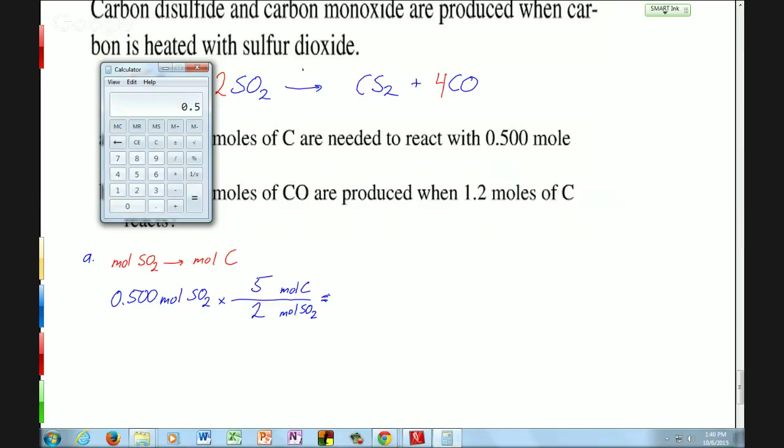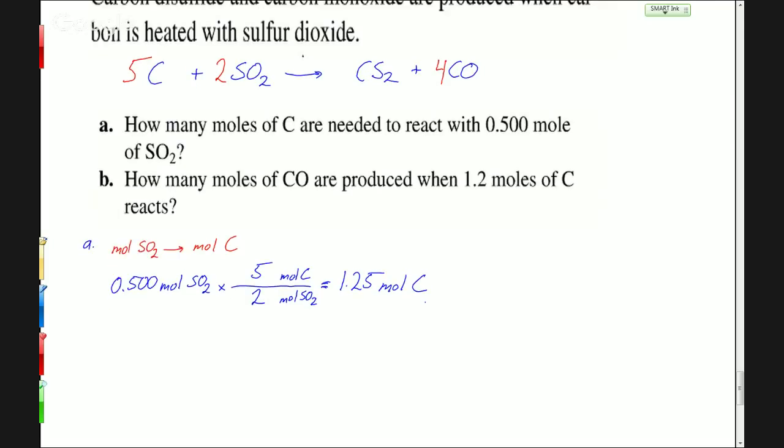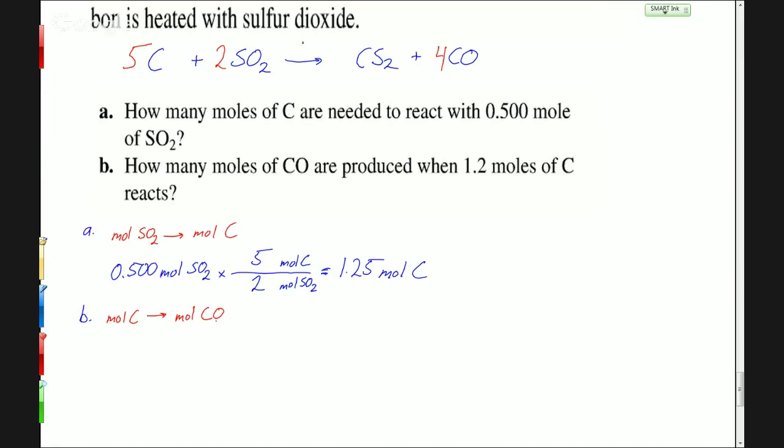When we calculate that, we get 1.25 mole C. Same thing here, except we're going to start with moles of carbon and end up with moles of carbon monoxide. Again, the equation tells us this is going to be 5 of these for 4 of these.